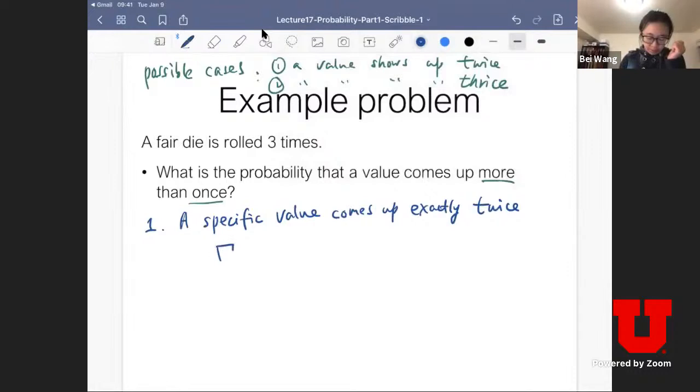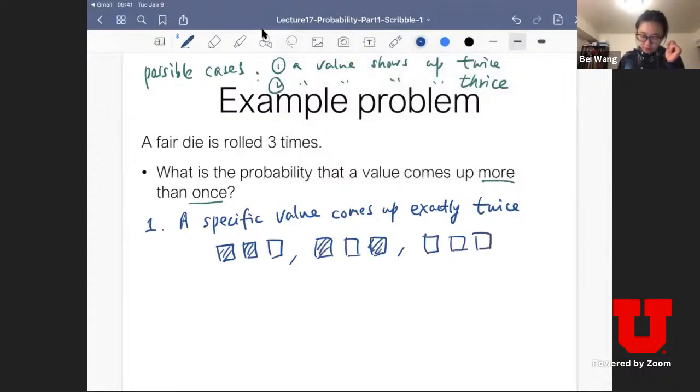It can come up in all 3 rows. It can come up exactly twice in the first and second time, or the first time and the third time, or the second time and the third time. So without specifying what value it is, in total I have 3 possible ways, so C of 3 choose 2. Among all those, they showed up twice exactly.